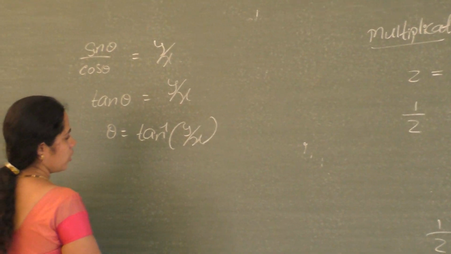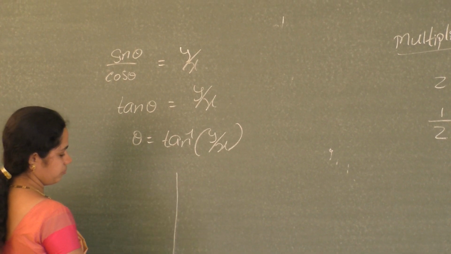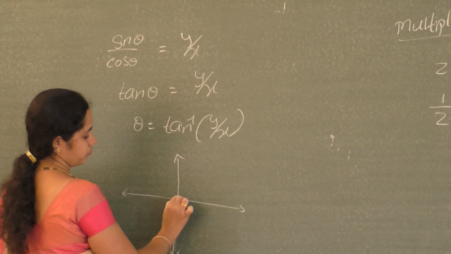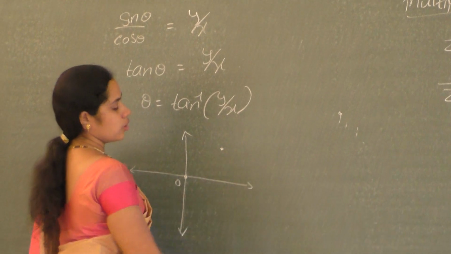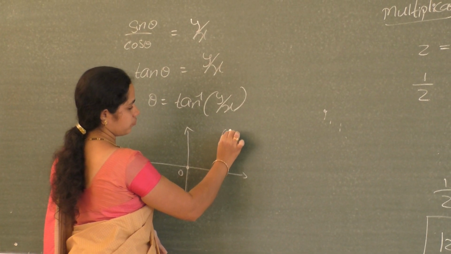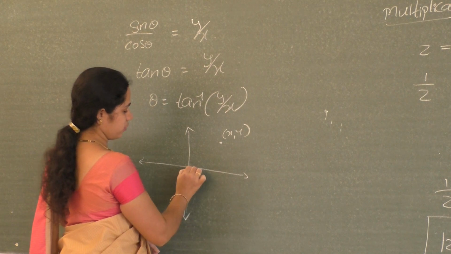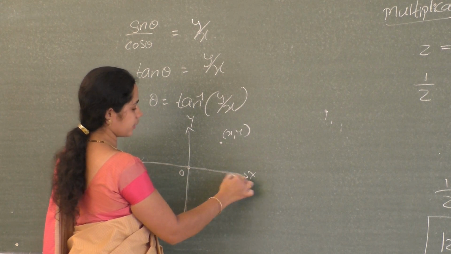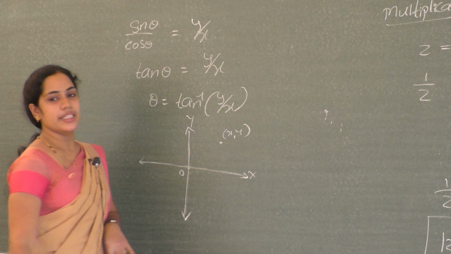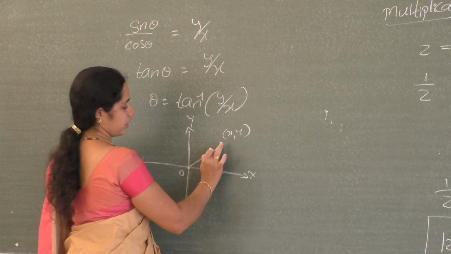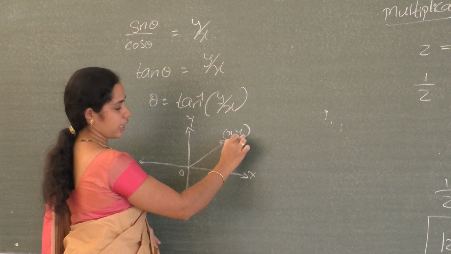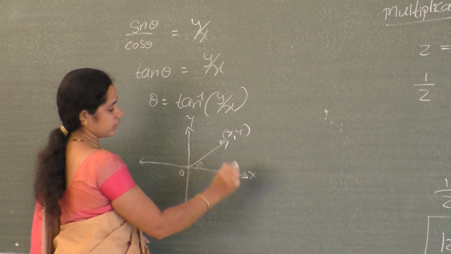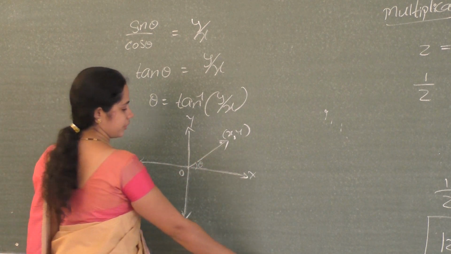Now to find out theta, just check here. Suppose this is the origin. Now polar representation, this point is x comma y, with x axis and y axis. This x axis is always called the real axis and y axis is the imaginary axis. Suppose complex number is x plus iy. In general the point can be written as x comma y. This is the theta value, that is the argument of z.